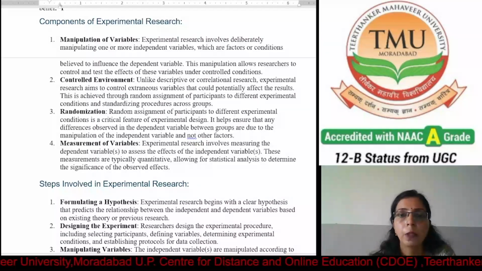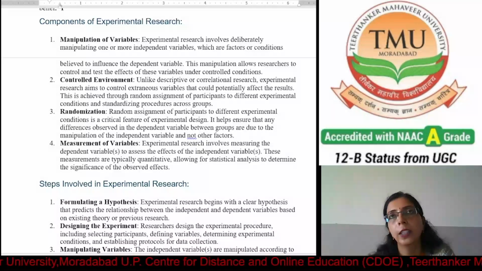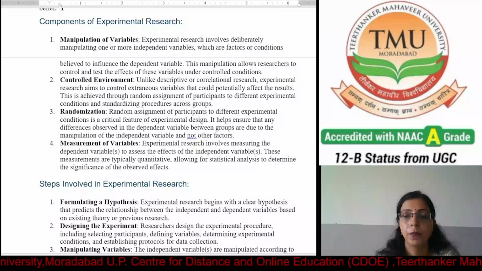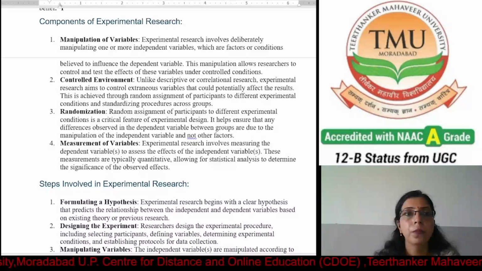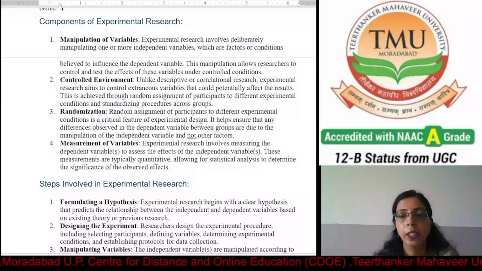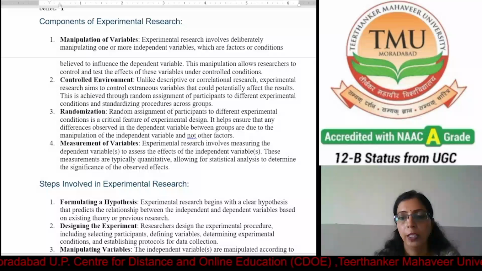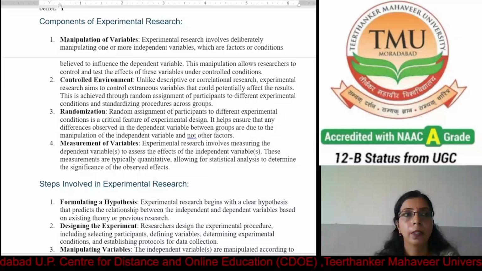There are several types of validity which we will discuss in another session. So, today's topic is validity of experimental design.